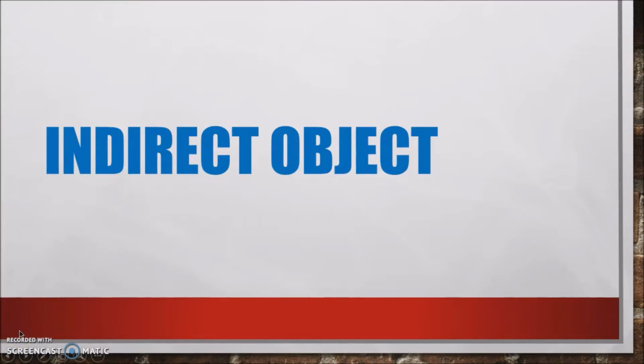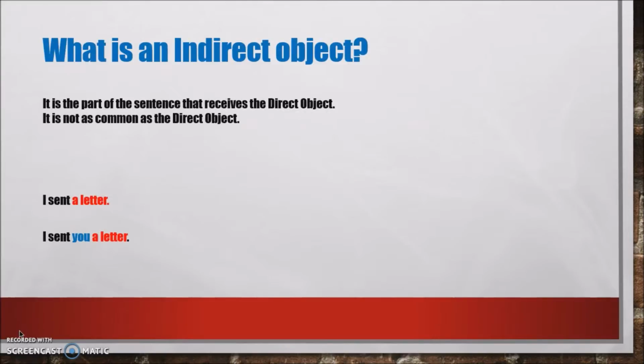Now, it's time to talk about the indirect object. But first of all, what is an indirect object? Well, it is the part of the sentence that receives the direct object. It is not as common as the direct object.